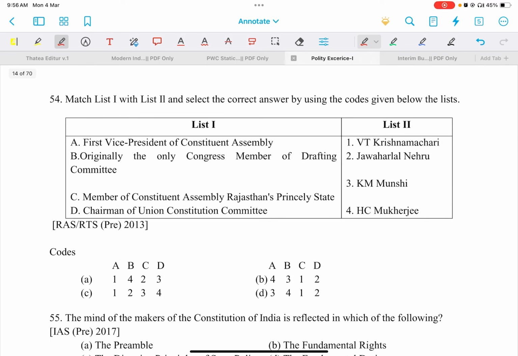Next, list one and list two. First Vice President of India. First Vice President of Constituent Assembly. It's C. Mukherjee. 1, 4. B is the right option. Chairman of Union Constituent Committee, Jawaharlal Nehru. Yes.